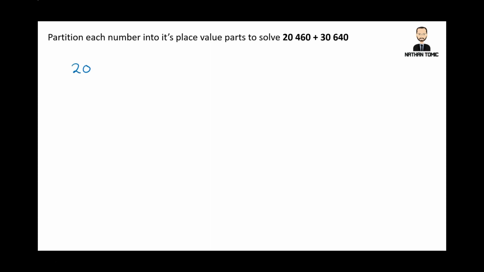It's going to be a 20,000, and then we have a 400, so the 4's in the hundreds column, plus a 60, and plus no unit, so we don't have to show it. And then we're going to have plus a 30,000. We don't have any thousands by themselves. We've got a 600 because we've got a 6 in that column, so 600. And we've got a 40 because we've got 4 in the tens, but again, no units.